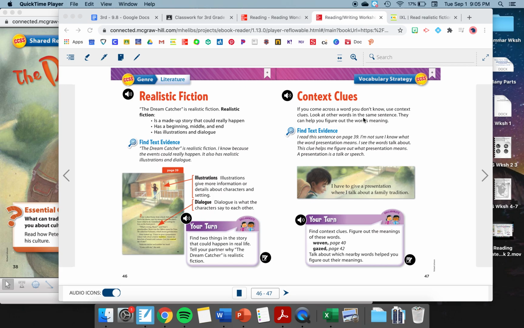Third grade, our second reading comprehension strategies for this week are our genre and our vocab strategy. We're going to take our vocab strategy first, and then we'll take our genre. Our vocab strategy this week is context clues.